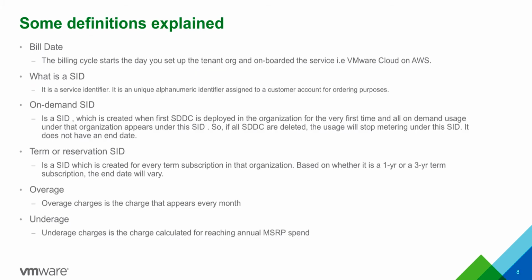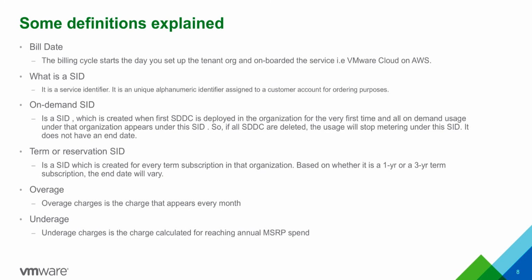There are some very basic terms that are explained before going on to detailed sessions of billing. There is a bill date, and the bill date varies for every tenant. Basically, the billing cycle starts the day you set up the tenant org and onboard the service, that is VMware Cloud on AWS.